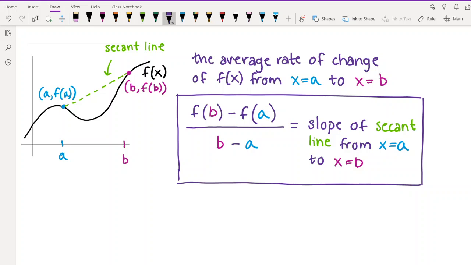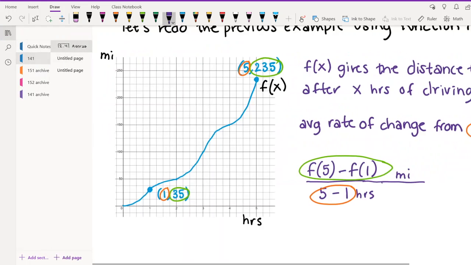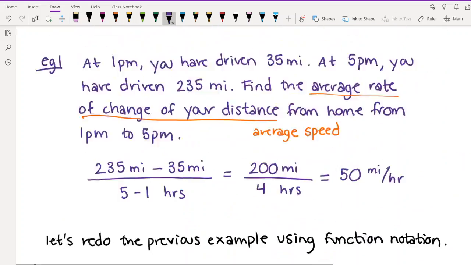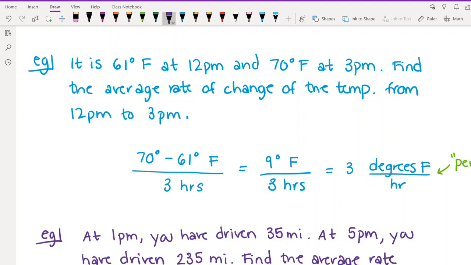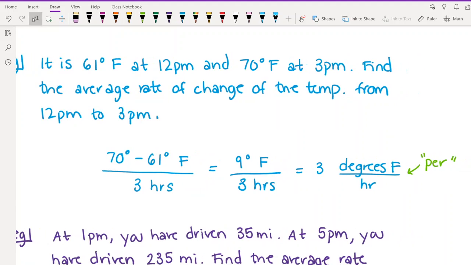It just kind of tells you the general trend. So kind of like in our very first example, we said that we found the average rate of change of the temperature, that doesn't mean that the temperature was actually changing at exactly 3 degrees per hour all the time. It just means that that was the general trend.